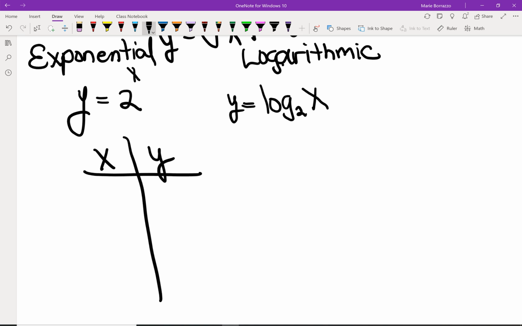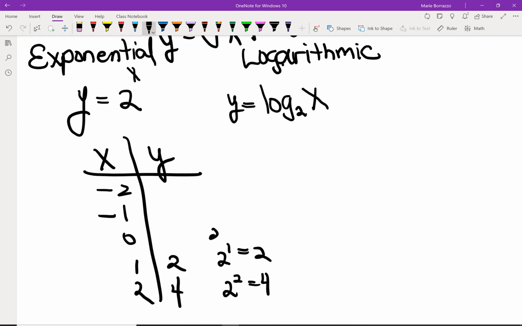But if I do the exponential, in this case, let's go with this. So I'll start with, let's say, negative 2, negative 1, 0, 1, and 2. Let's do some simple math. We know that 2 raised to the second power, well, that's 4, so this has to be 4. 2 raised to the first power, well, that's simply 2, and that's 2. 2 raised to the 0 is always 1, so this is 1. 2 to the negative 1 is equal to 1/2, so this answer here is 1/2. And 2 raised to the negative 2 power, well, that's 1/4, and that's 1/4 here.